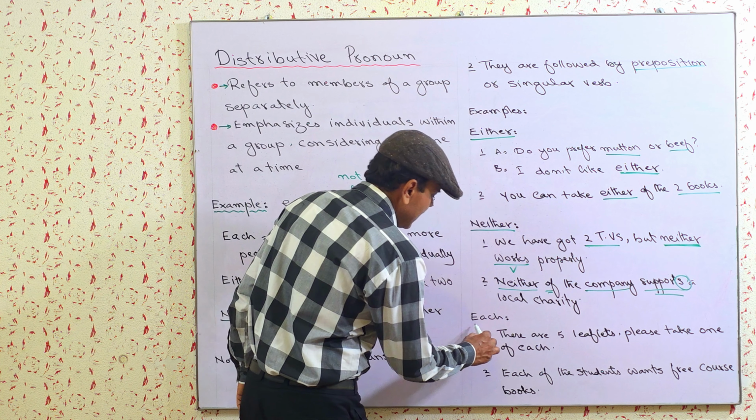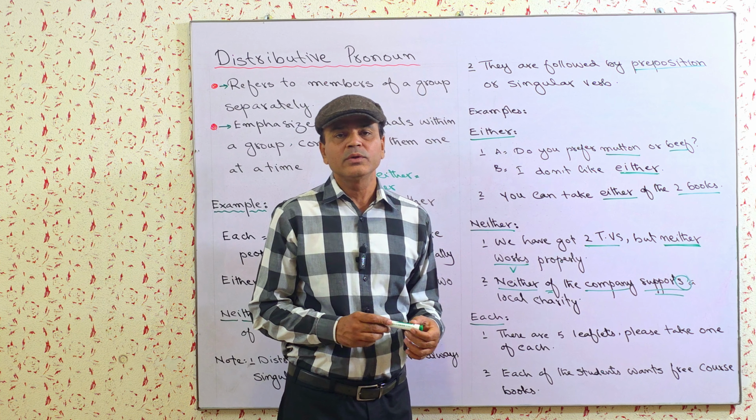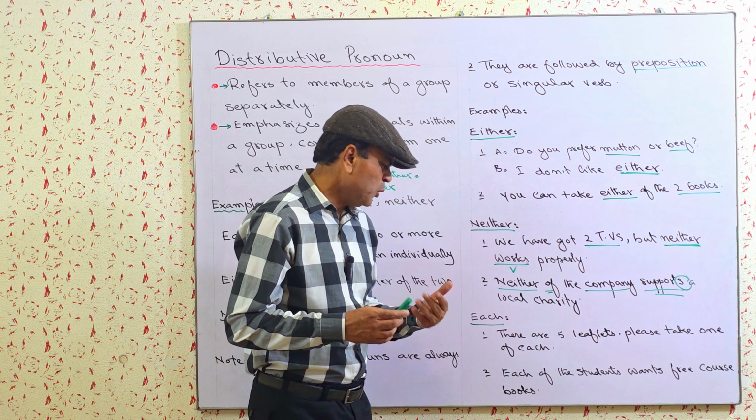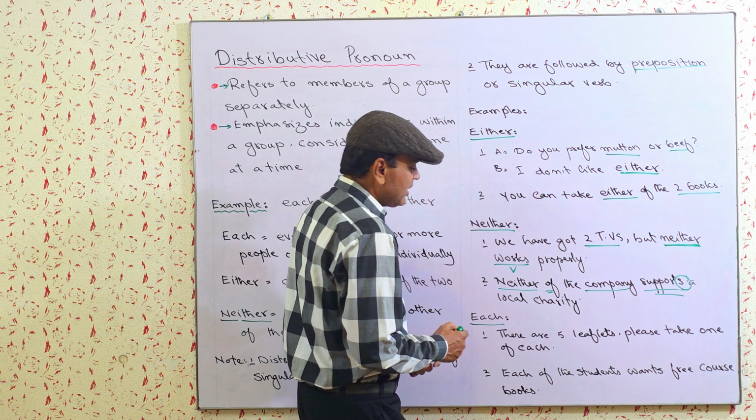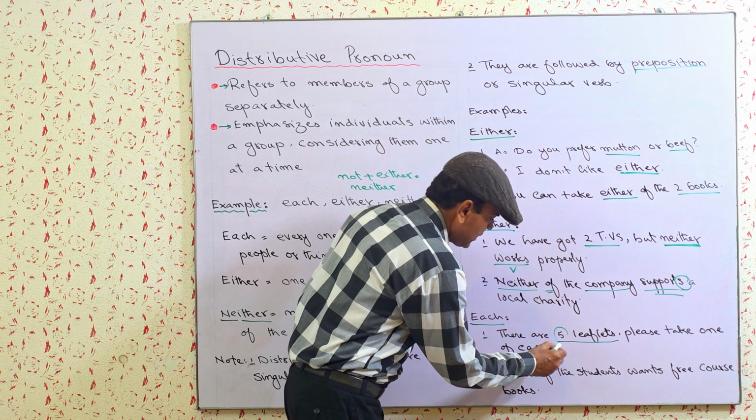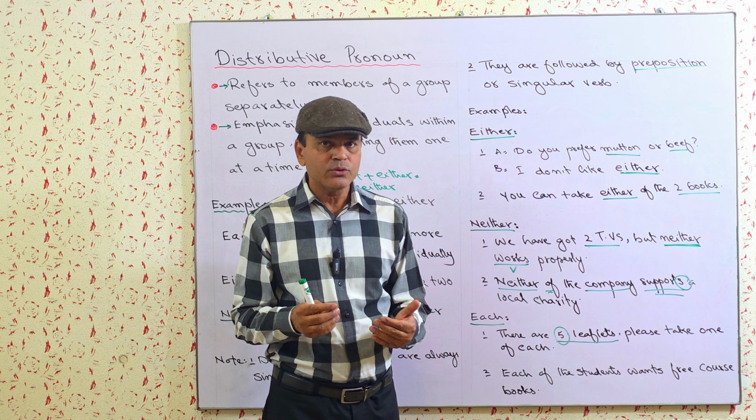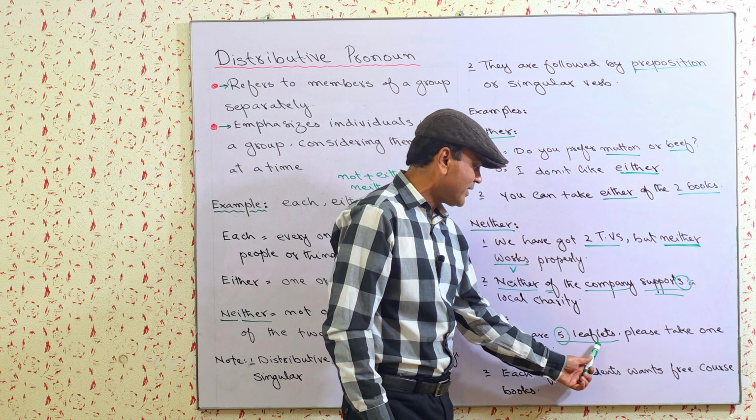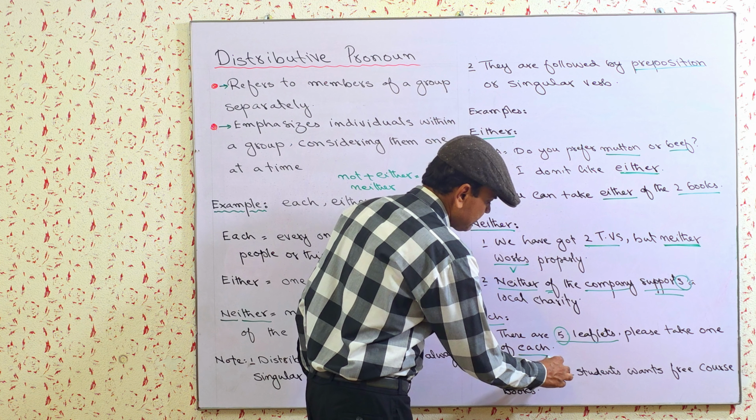Then we have each. As I earlier told you, this is used when the concept is of more than two, or sometimes even two. There are 5 leaflets. Look at this. Here we have 5. It means the leaflets are not 2, but we have 5 leaflets. So there are 5 leaflets. Please take one of each.